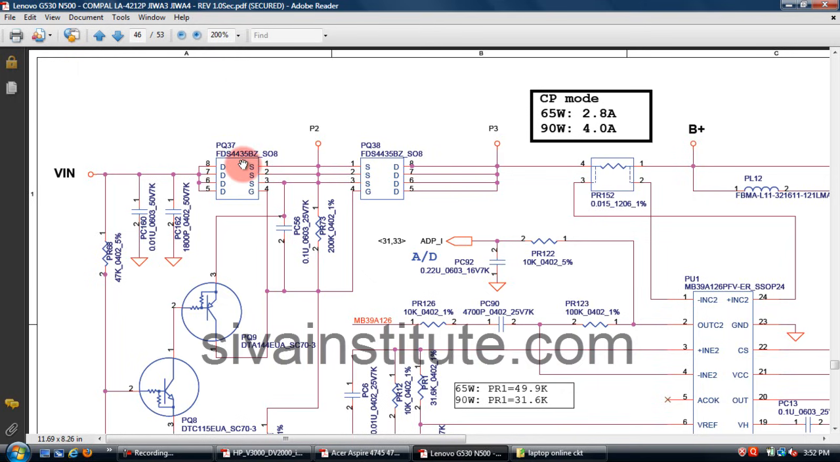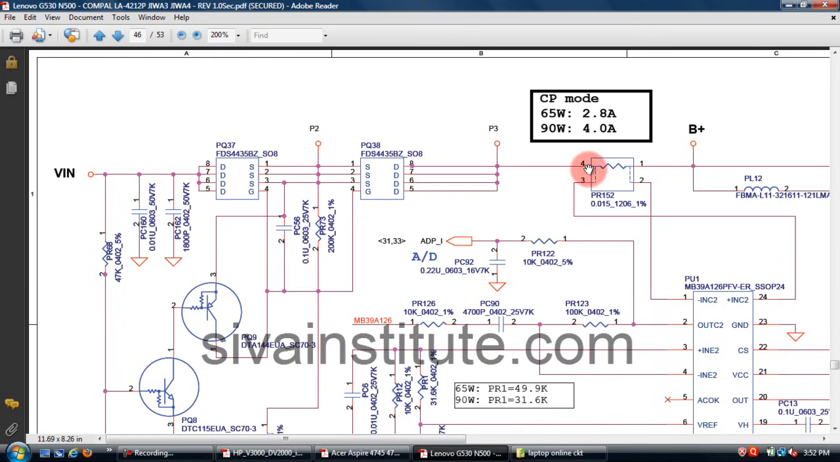PDS4435. If it is an N channel, when you give voltage to the gate, the voltage comes out from this one. If there is no voltage at this point, you should check this FET and this gate voltage. If it is a P channel, when the gate voltage is low, it will conduct. If it is an N channel, when you give voltage to the gate, it will conduct.